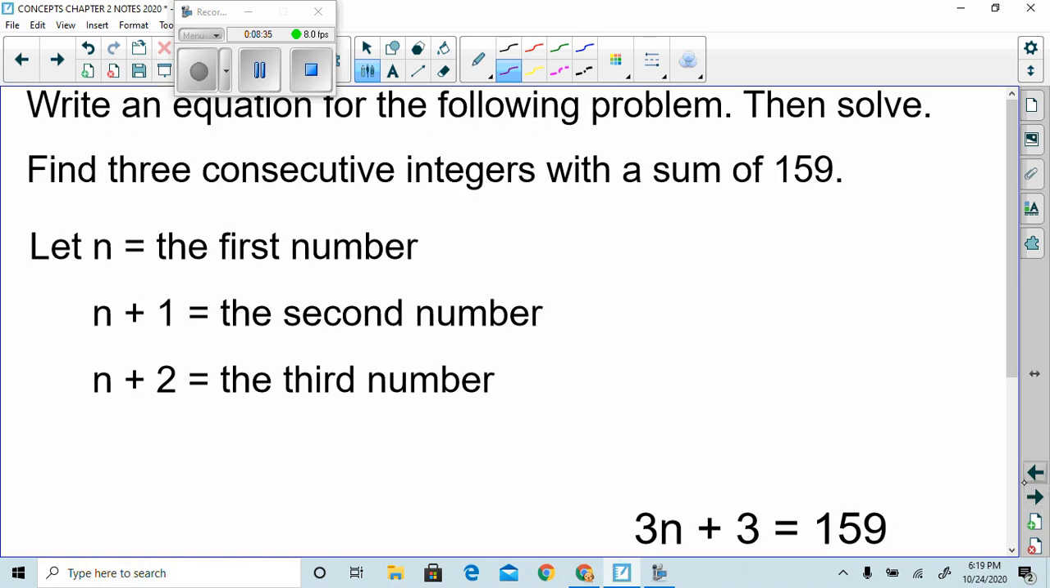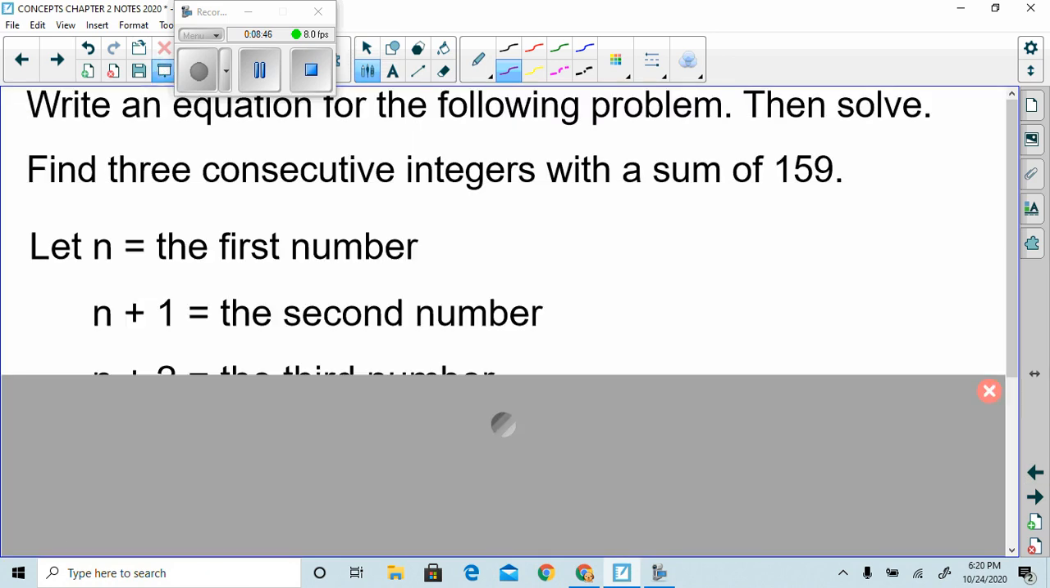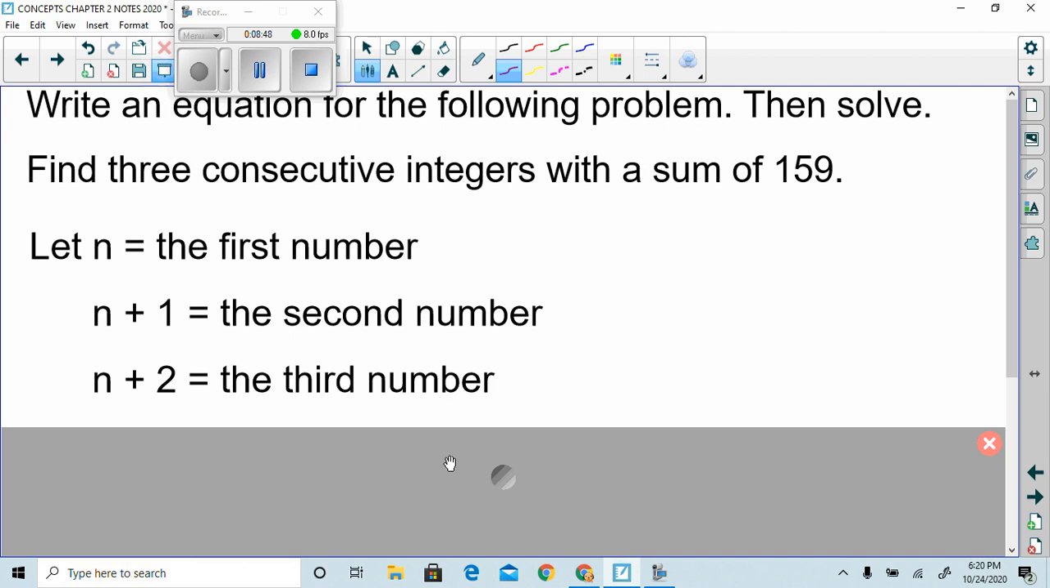We're going to write an equation for this problem and then solve it. Find 3 consecutive integers with a sum of 159. So we already know the sum. We know that we're going to be adding. So in that previous slide, I said let's let n, we have to assign a variable. Let n be the first number. N plus 1, because that's one more, will be the second. And n plus 2 is the third. And we know that it has to have a sum of 159.